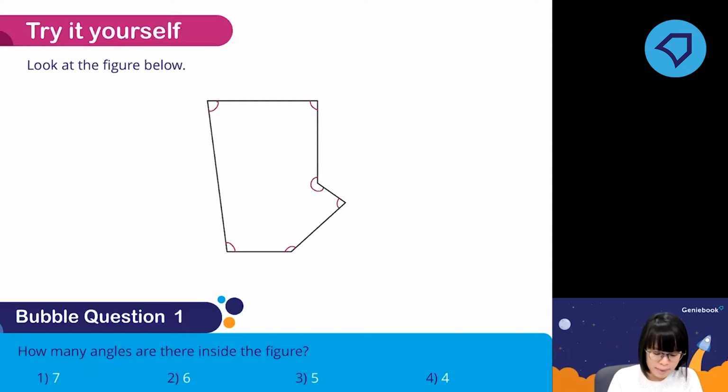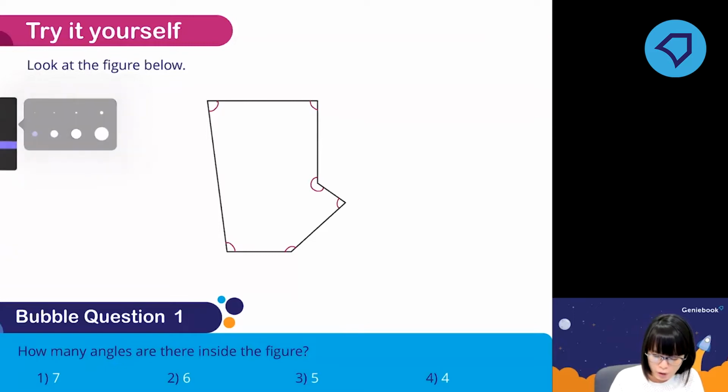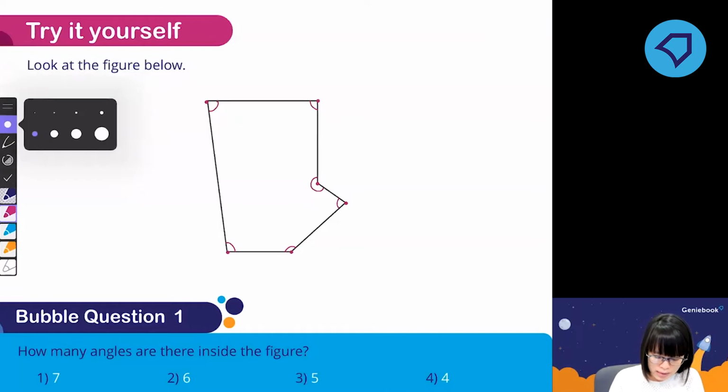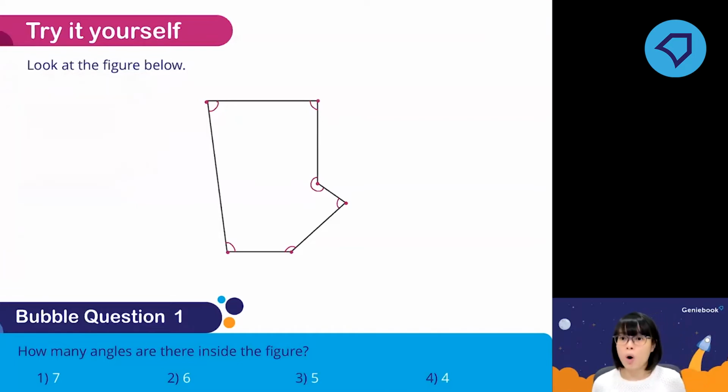So basically, if you guys notice, let me draw it for you. We have 1, 2, 3, 4, 5, 6. Do you guys notice something? The number of angles is actually equal to the number of corners or the number of points in the figure. Can you guys see that? Number of sides also, you can use that.